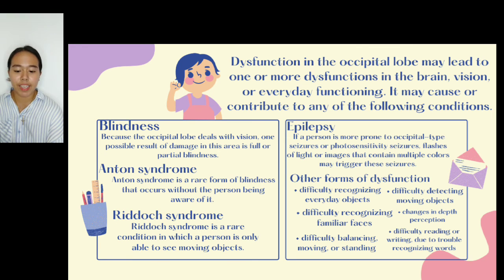Next is epilepsy. If a person is more prone to occipital lobe seizures or photosensitivity seizures, flashes of light or images that contain multiple colors may trigger these seizures. The main causes of this are a stroke or a brain tumor. Other causes can be related to genetic abnormalities, prior brain infection, prenatal injuries, or developmental disorders.